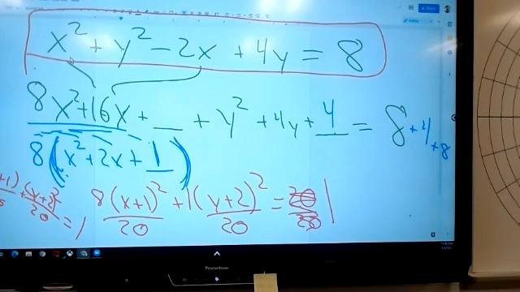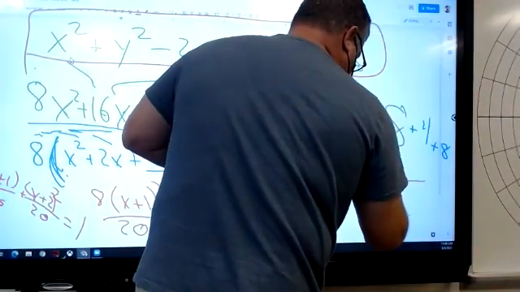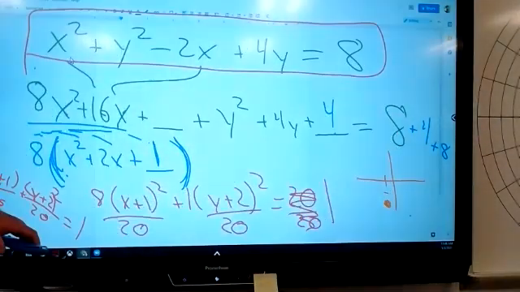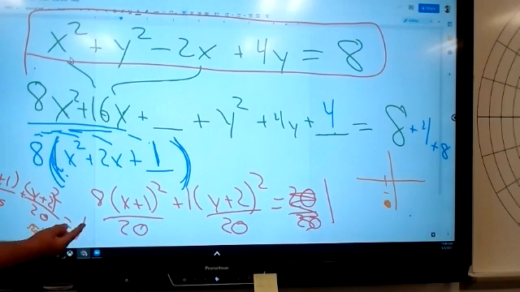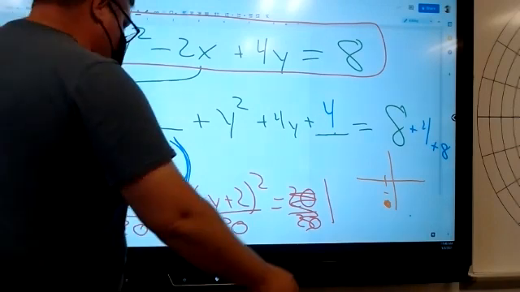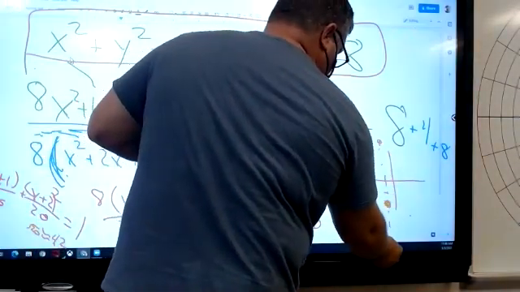What would the center be? Perfect. -1, -2. How far do I go in the y direction? Square root of 20. What's the square root of 20? About 4.2, sure. So we're gonna go up 1, 2, 3, 4, and a little bit. 1, 2, 3, 4, and a little bit.